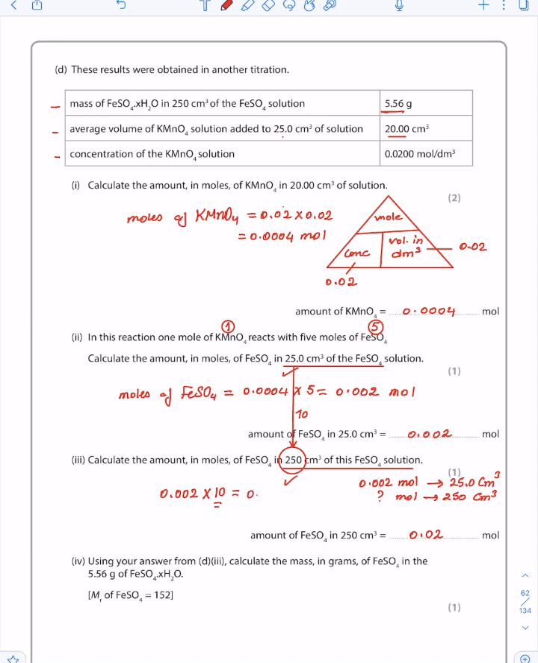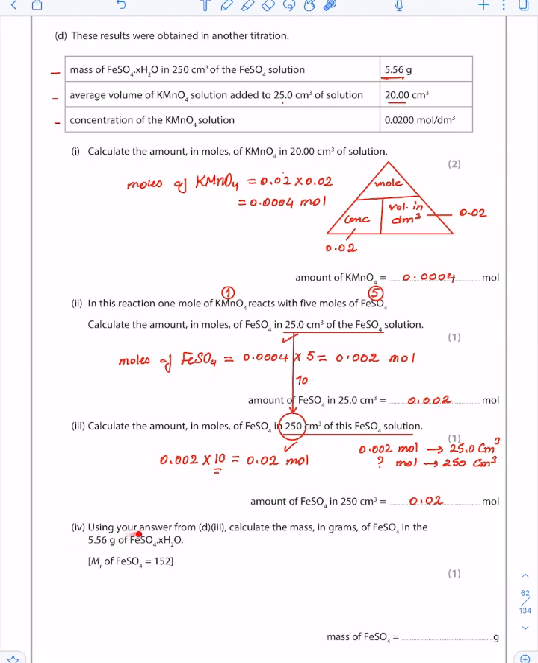لو انا ما خدتش بالي ان الفوليوم اللي في تريبل اي 10 تايمز الفوليوم اللي في دبل اي، ساعتها اعملها ريشيو واقول اذا كان ال 0.002 مول اللي انا طلعتهم في دبل اي موجودين في 25، امال كام مول هيكون من الايرون سلفيت موجود في 250 اللي هو سأل عليه؟ تطلع 0.02.